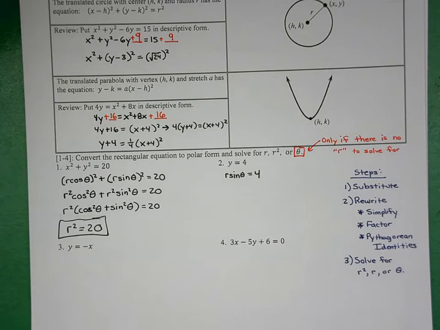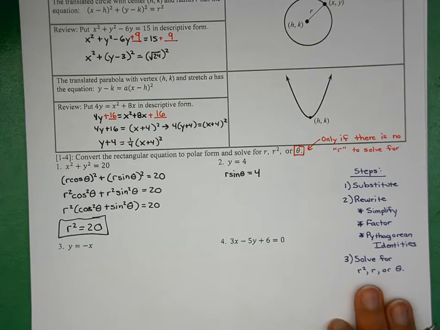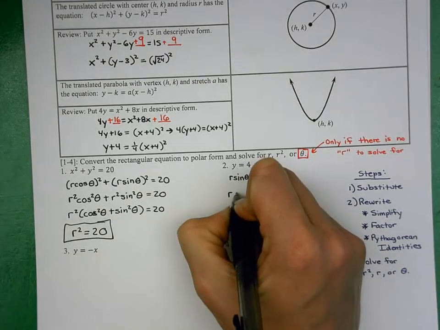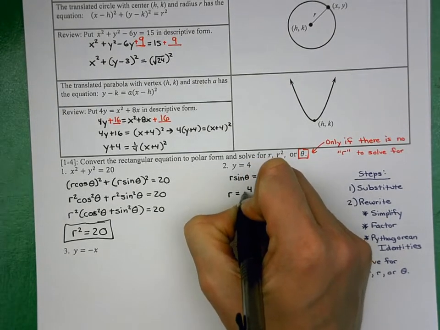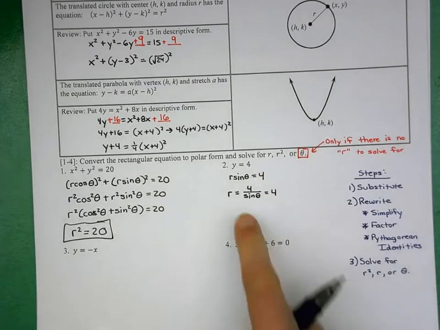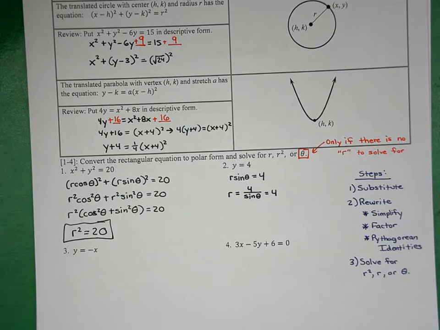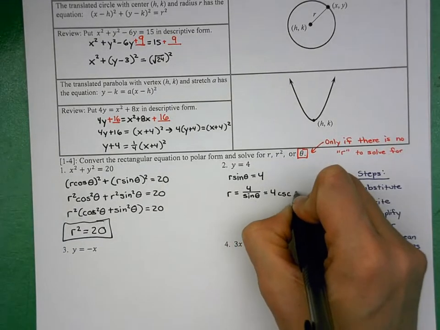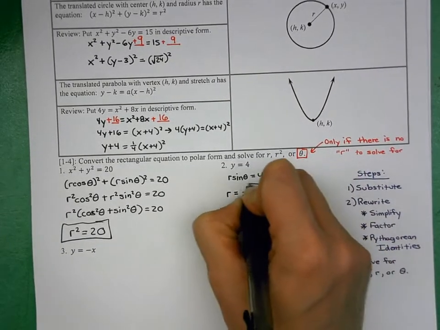And so then my last step comes in. We're going to solve for r squared, r, or theta, whichever one's most applicable. In this case, we're going to be solving for r. Well, how do we get that r by itself? We're going to divide that sine over to the other side, which is 4 divided by sine theta. Do we know how 1 over sine theta can be rewritten? That'd be cosecant theta. So r equals 4 cosecant theta. Okay?